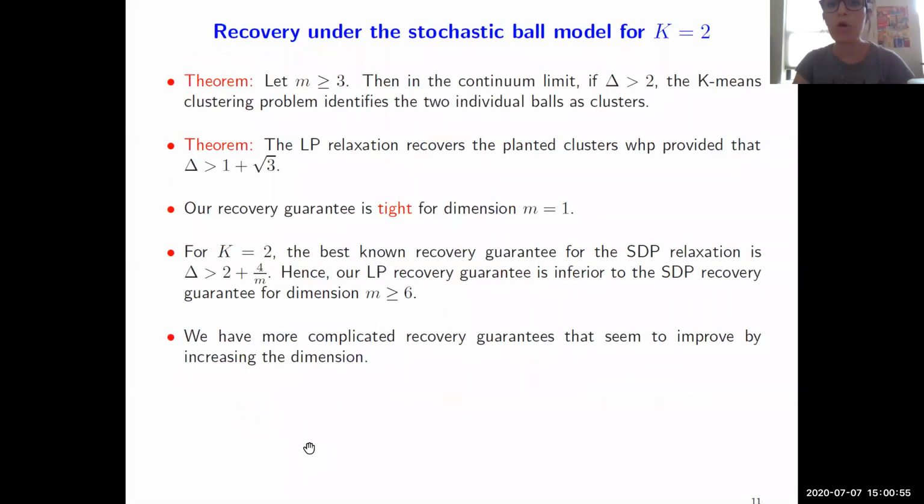Okay, now I want to go back to the random model. So for the random model, what should we do? From deterministic to the random model, basically now we plug in this random model that we have assumed, and what we are able to show is that the LP relaxation recovers the planted clusters with high probability, provided that delta is bigger than 1 plus square root of 3.